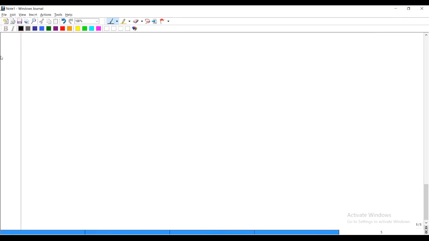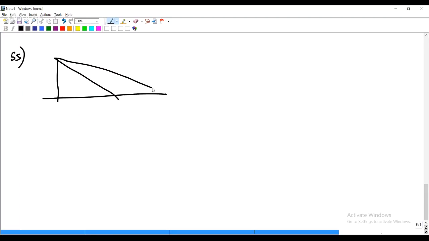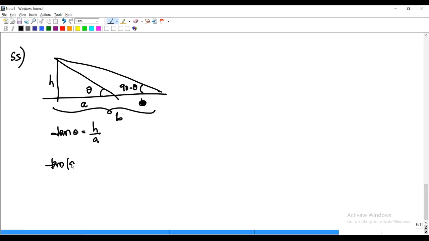56. The angle of elevation of the top of a tower from points P and Q, or A and B. So if it is A and this is B, the distance from the foot, and he says these points are P and Q, and these are complementary angles. Theta and 90 minus theta, let this be H. If you take tan theta, H by A. This entire thing is B, not only this. Tan 90 minus theta, H by B.